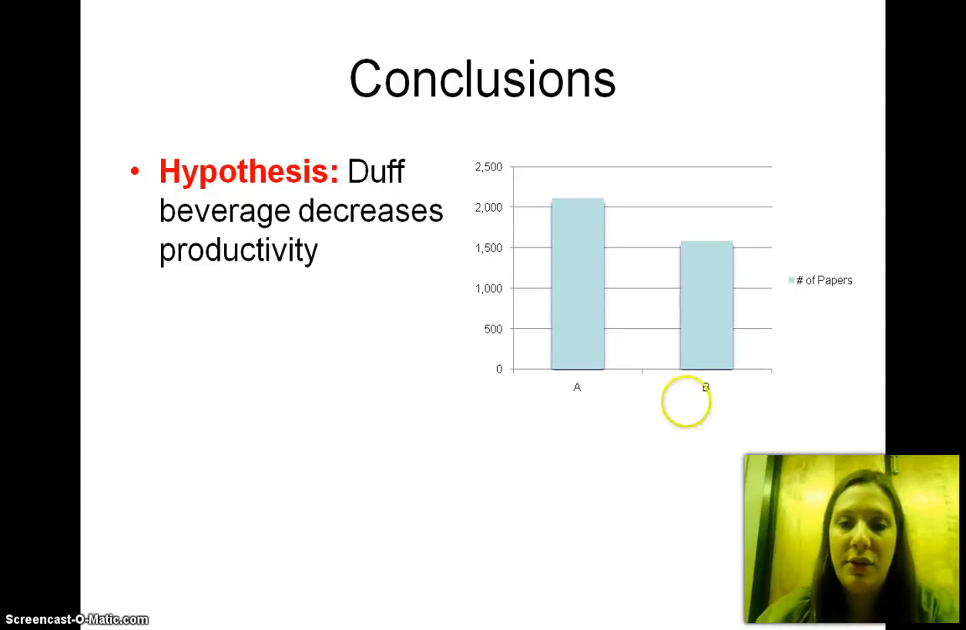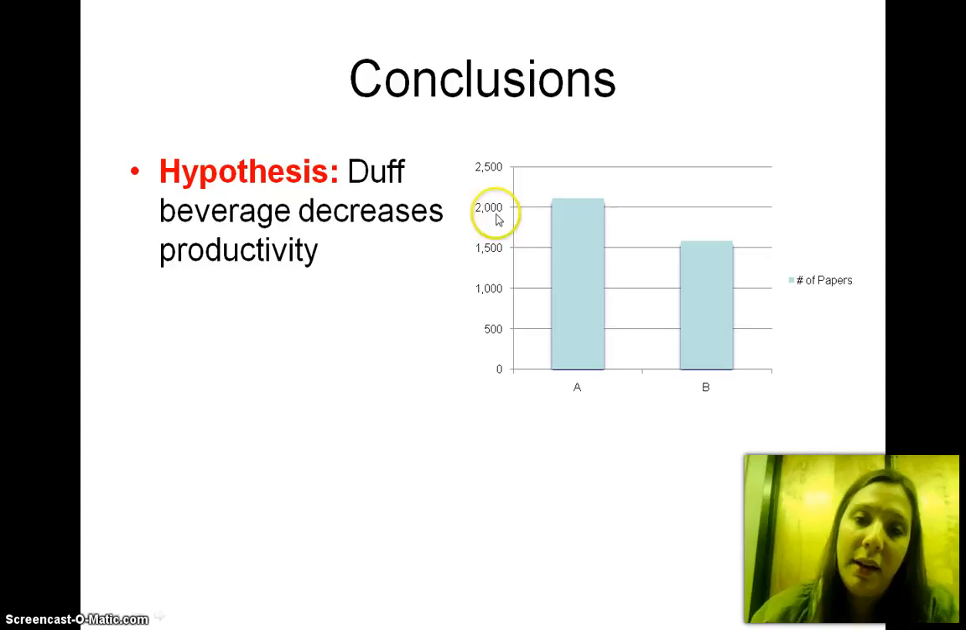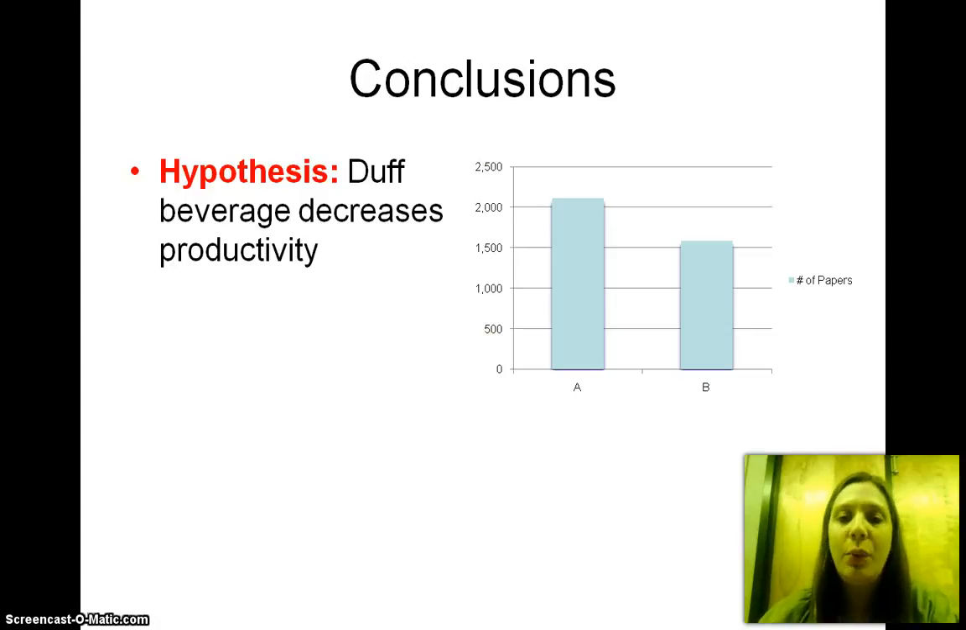Okay, so in this case I chose to use a bar graph, okay, and you can see that on the y-axis here we have the number of papers. So on the y-axis we have the dependent variable, the thing that is measured. And the reason we do that is so that you can just very easily see and visually distinguish whether or not it goes up or it goes down based on the treatment group. Okay. So on the x-axis, then we have the independent variable, either the group gets the Duff beverage or doesn't get the Duff beverage.